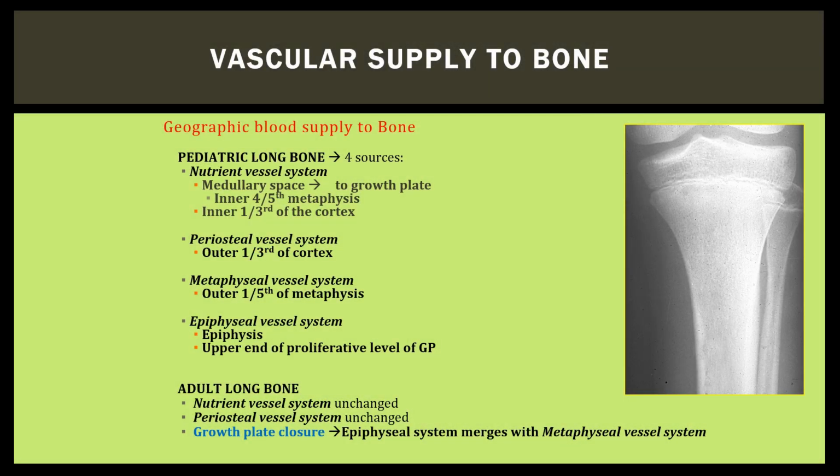When the growth plate is open, there are 4 sources of blood to a pediatric long bone. First, the nutrient vessel system enters by one or more oblique apertures and supplies the contents of the medullary space, the inner third of the cortex, and includes the metaphyseal trabeculae. The periosteal vessels supply the outer third of the cortex. Completely interlinked anastomoses between the inner and outer systems ensure that the middle third is supplied according to local need.